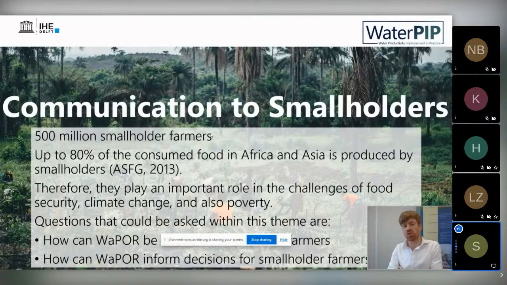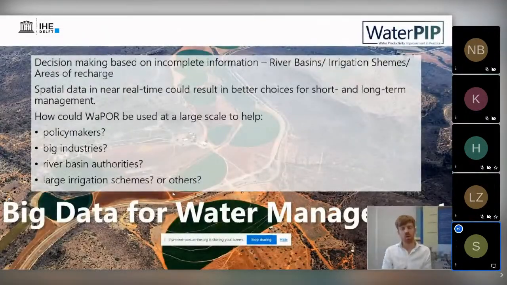Questions that you could ask within this theme, to yourself, to your group, is how could WaPOR be used for smallholder farmers? How can it be used? And how can it inform decisions? So what story can we think of telling towards smallholder farmers using that data from WaPOR? And how can it inform their decisions, so as to capacitate them?